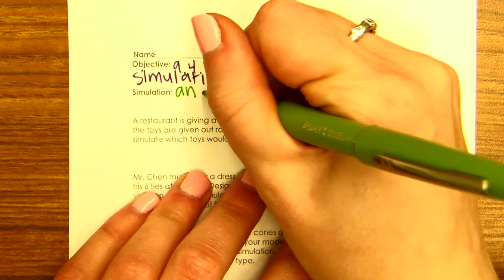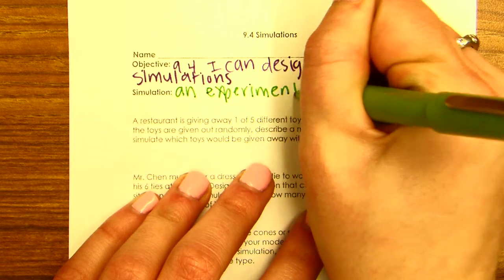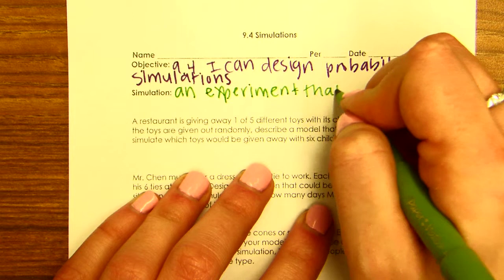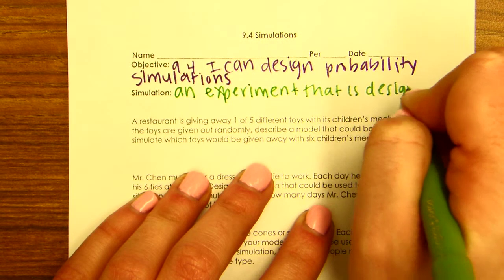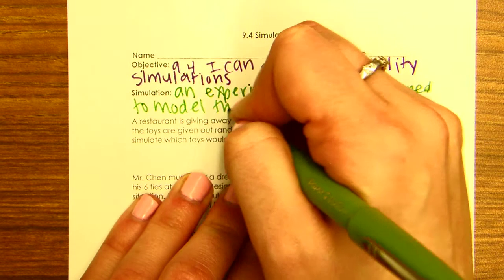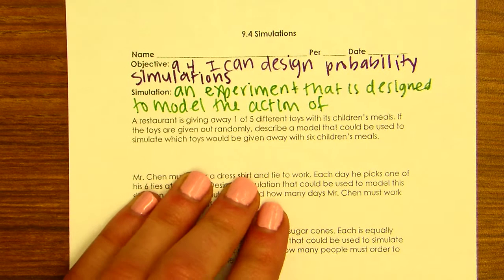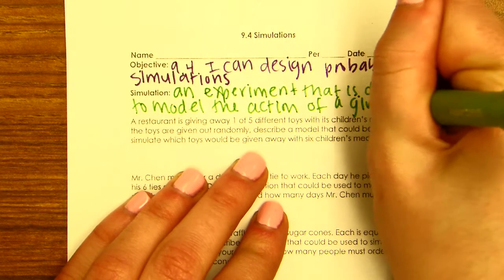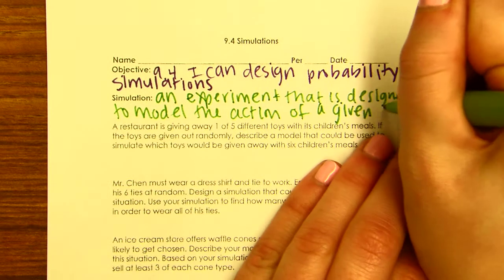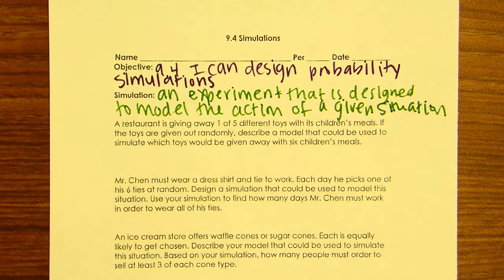to model the action of a given situation. So we would use a simulation when we can't actually perform the probability experiment. It maybe would take too long or be too hard or be unethical to actually perform the experiment, so we will just model it instead of using a simulation.